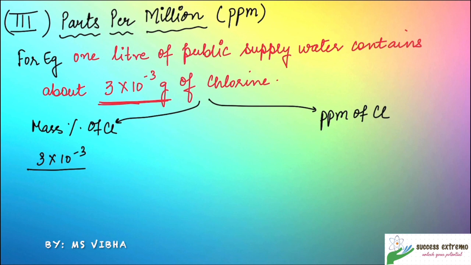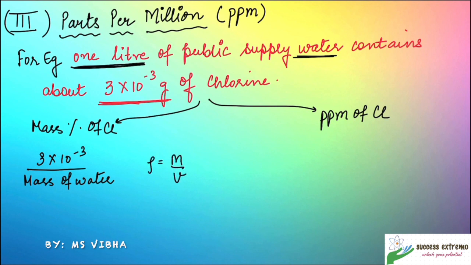The mass percentage of chlorine can be calculated by mass of the chlorine upon mass of the solution into 100. The mass of the chlorine has been given in the question, 3 into 10 raised to power minus 3 grams, but the amount of the solution is not in grams but in liters. So to convert the volume into mass, we should know the formula of density is equal to mass upon volume. We know that the density of water is 1 gram per ml. We have been given the volume of the solution and we can calculate the mass of the solution.